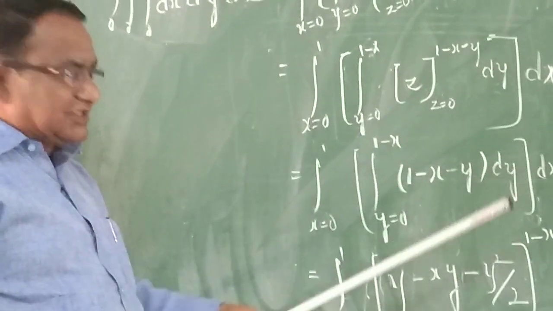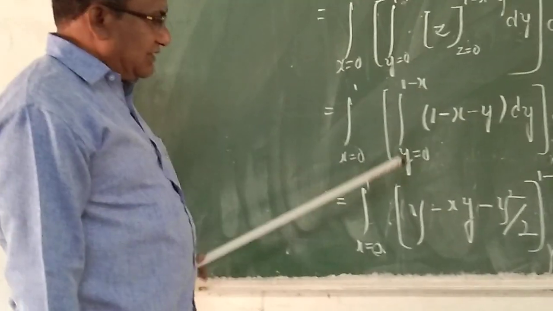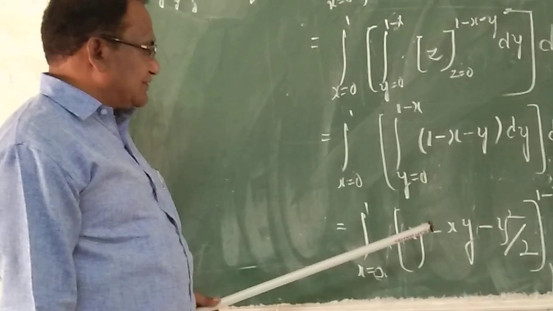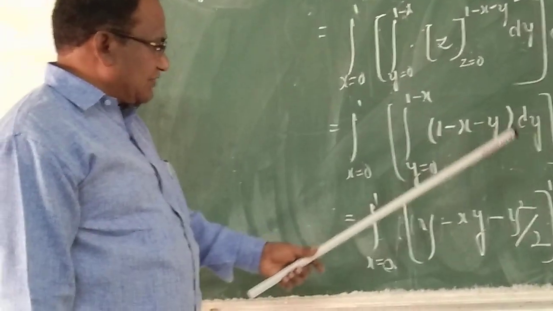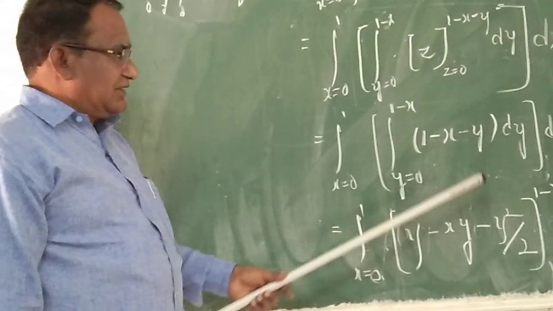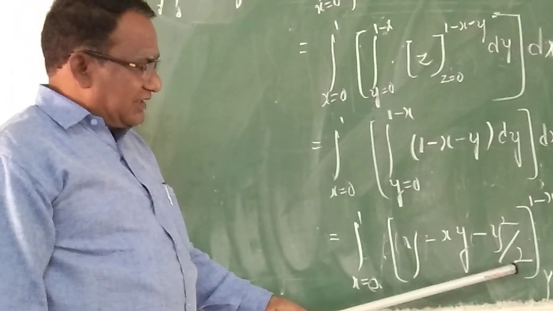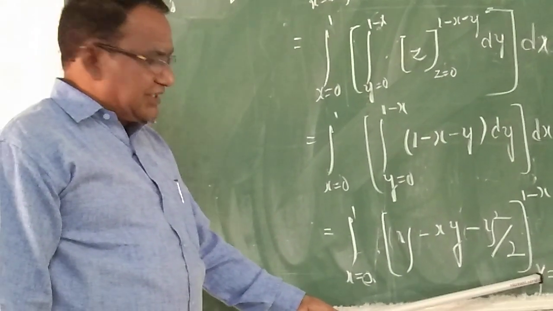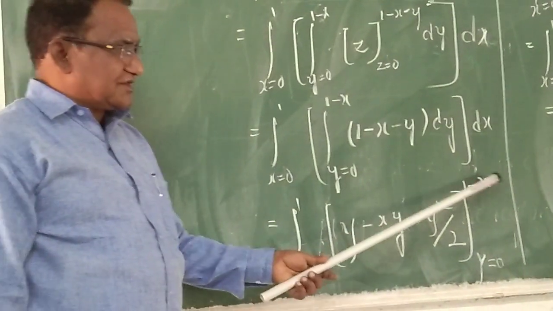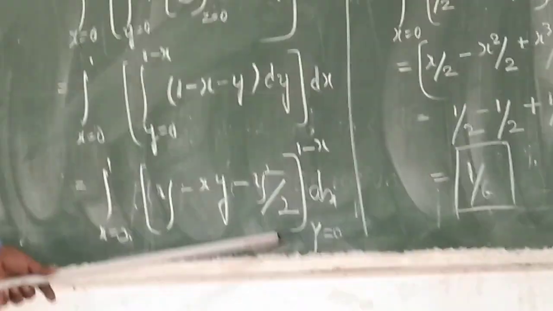Now you integrate this with respect to y. So you write integral x from 0 to 1 as it is. Integration of this 1 with respect to y is y, minus x with respect to y is xy, minus integration of y with respect to y is y squared by 2, and the limits are from y is equal to 0 to 1 minus x into dx. You write it as it is, into dx. Now apply these limits here.